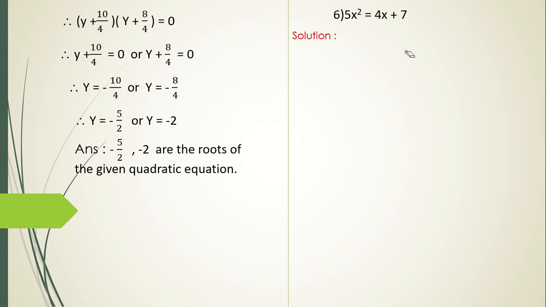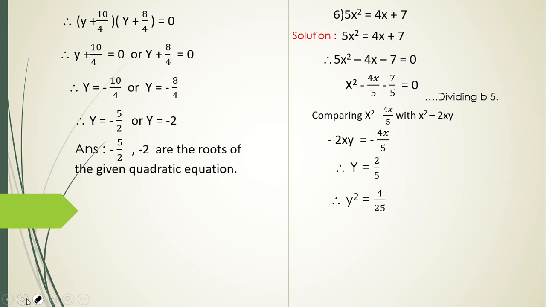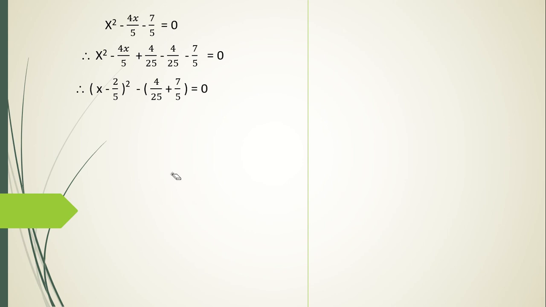Now next question. The terms are not arranged, so just arrange them and bring them to the left hand side. Now divide by 5 because here the coefficient is not 1. Now compare the first two terms with the formula and we get the y square term as 4 upon 25. Now add this 4 upon 25 and subtract. So we get a perfect square trinomial here, and on this side also we add. And we get, after cross multiplying, 39 upon 25.